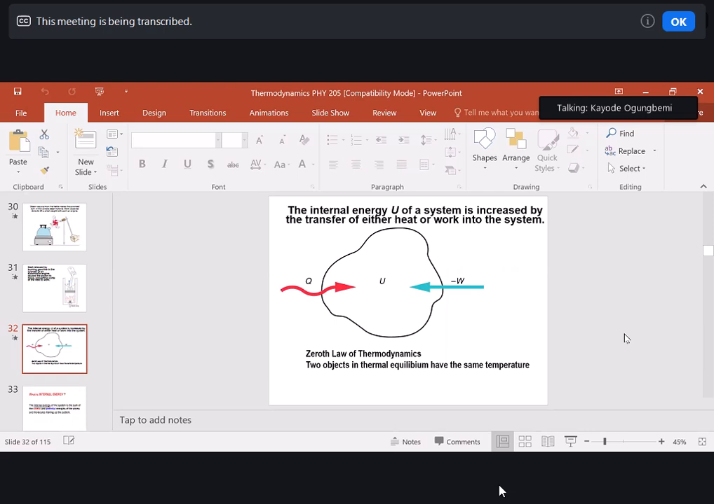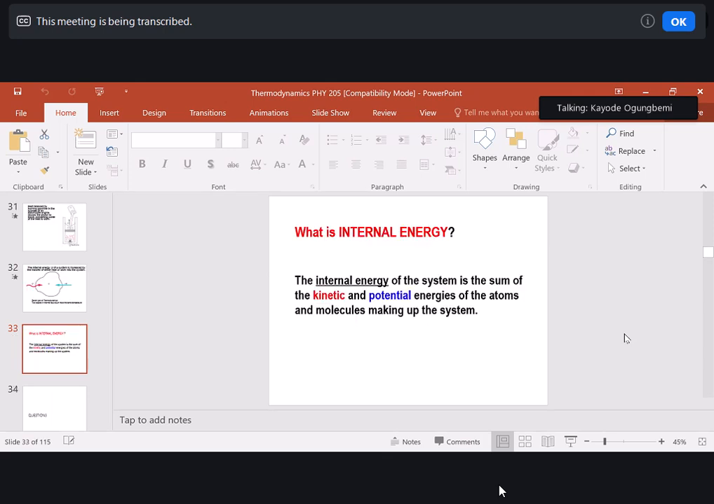And we can also define it in another way. If A and B are in thermal equilibrium, and C is in thermal equilibrium with A, automatically C will be in thermal equilibrium with B. I take it again. If A and B are in thermal equilibrium, and A is in thermal equilibrium with C, automatically C will be in thermal equilibrium with B. Okay, that's another way of stating this zeroth law. But two objects in thermal equilibrium have the same temperature.